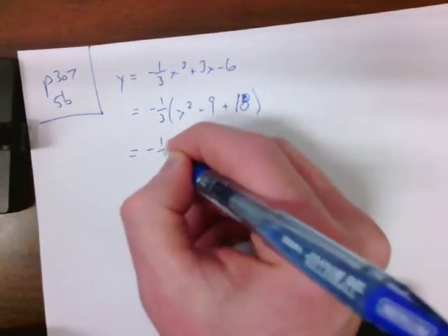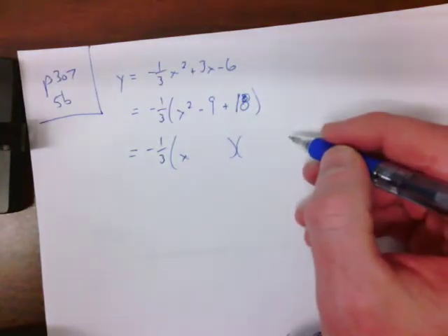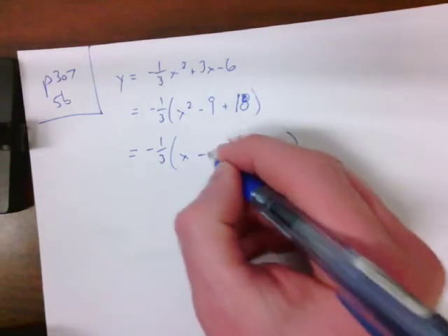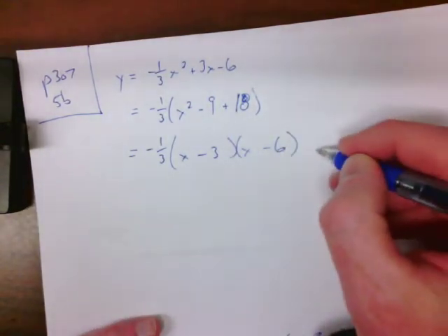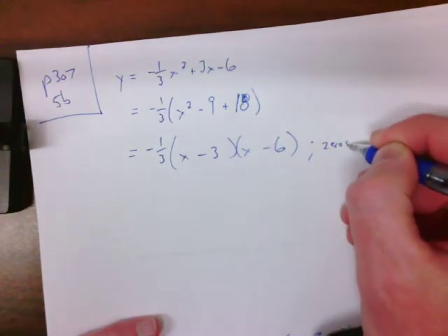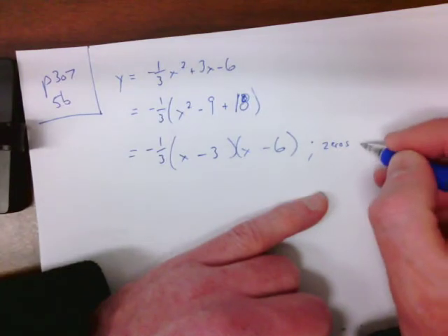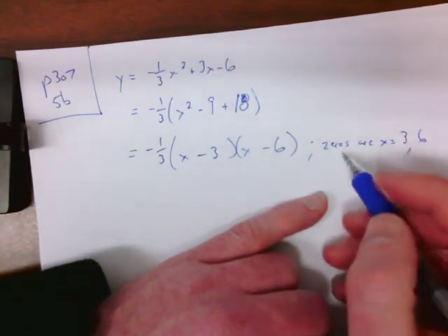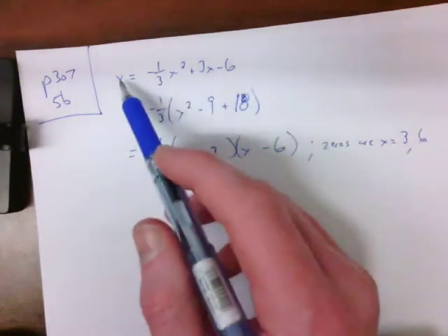So that equals negative 1 over 3. This is our a value. 9 and 18, hey. Looks like a 6 and 3. x minus 3, x minus 6. So our zeros, which are our intercepts, are x equals 3 and 6. Those are our zeros. We plug 3 or 6 into any of those x, y is going to equal 0.